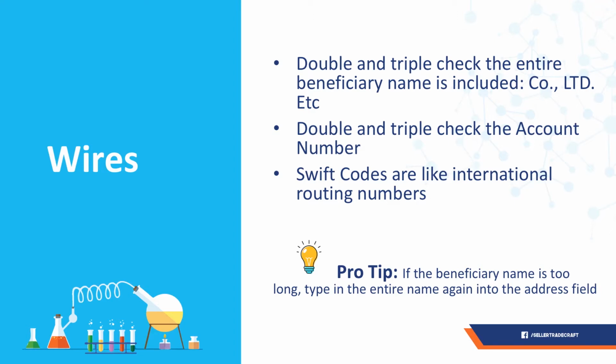And then here's my pro tip. This is hopefully going to save you guys a ton from making the same mistakes that we did. But if the beneficiary name is too long, like I just mentioned, make sure to include the entire name again, not just the remaining piece, in the address field as well.